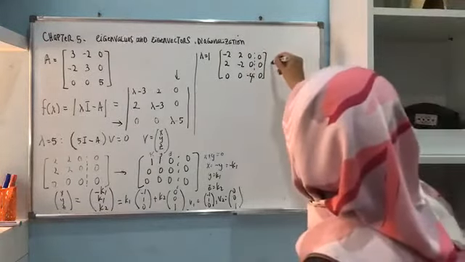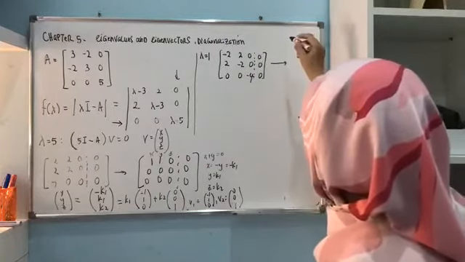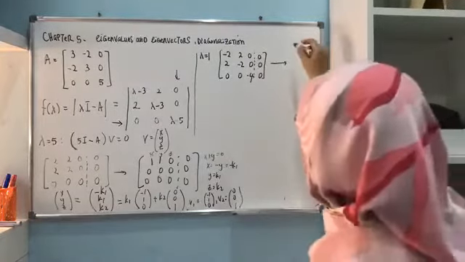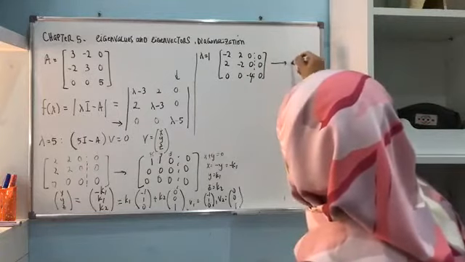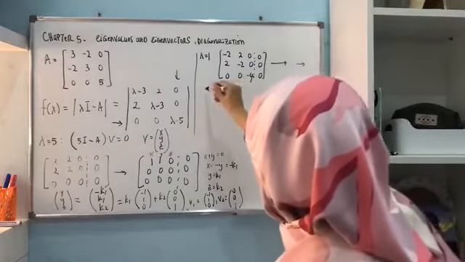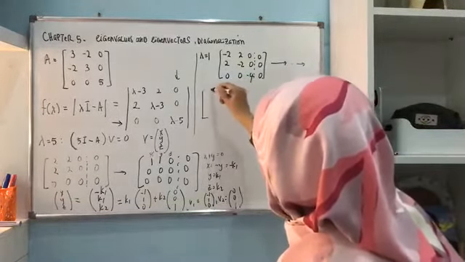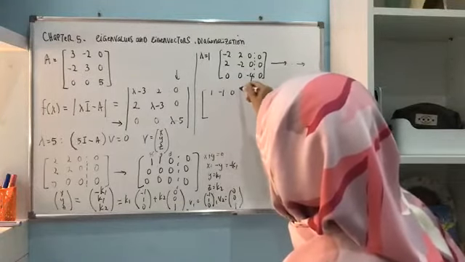Alright, so this is a shortcut, I will do a few. I think you can get this. 1, negative 1, 0.